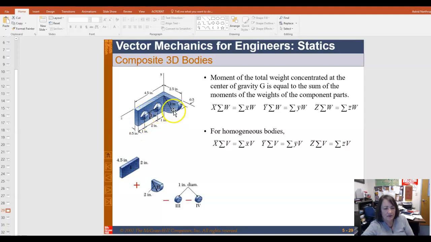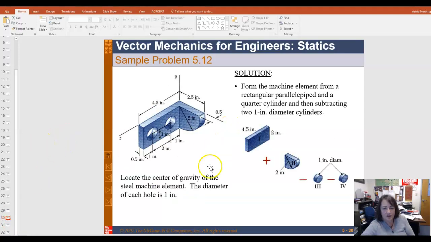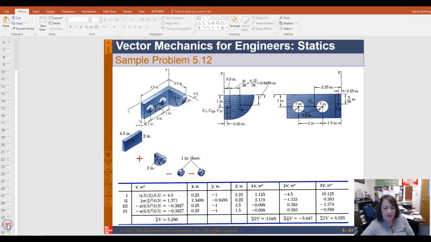But basically, we have two holes, and we have a quarter circular plate, and then a rectangular plate from which those holes are cut. So we take this as a composite. We have that plate plus the quarter circle plate minus the two holes. And so we can use that kind of information to determine where the center of gravity is.